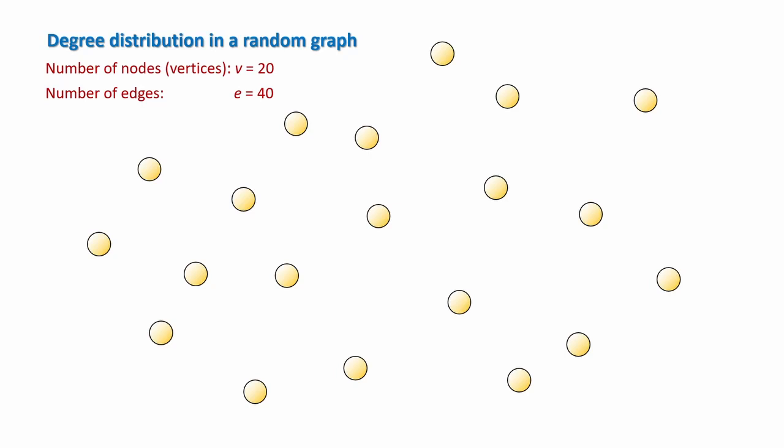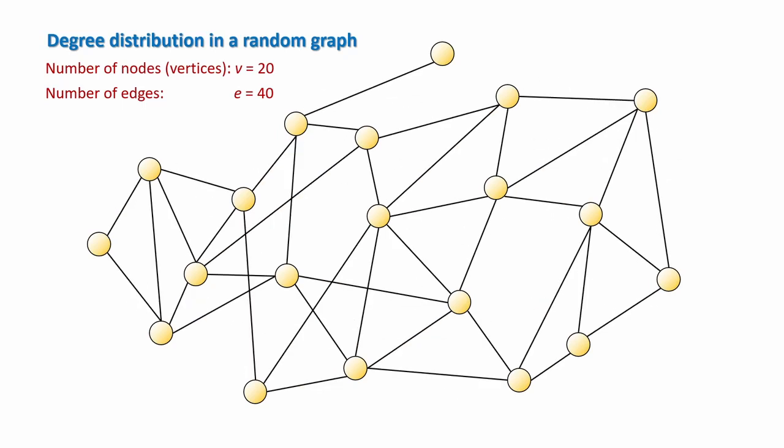Let's consider such a graph of 20 nodes. Imagine these nodes would be little magnets. Now we throw in 40 iron rods which connect randomly node pairs. Next we count the degree of each node. The degrees range from 1 to 6. But what is their distribution?